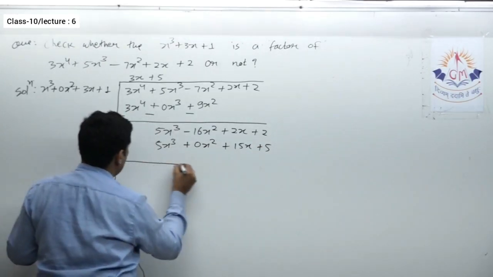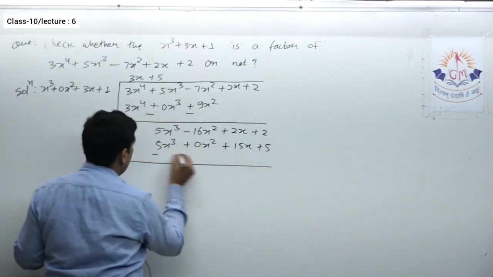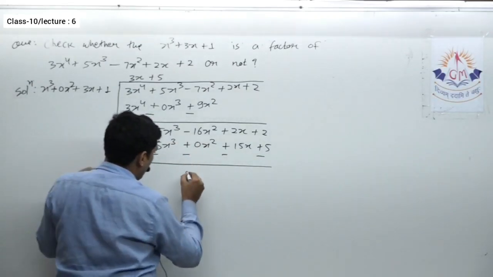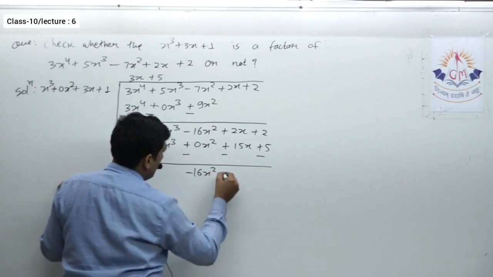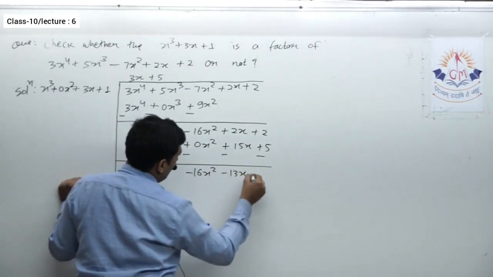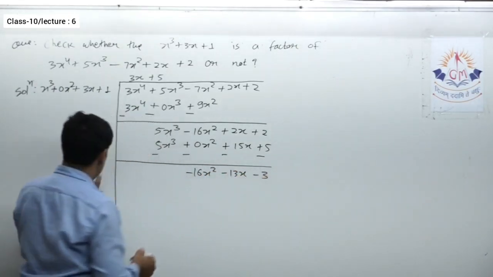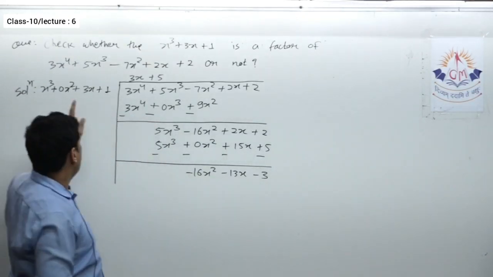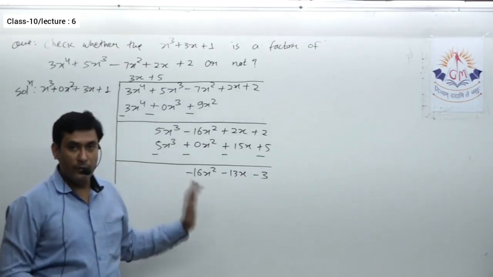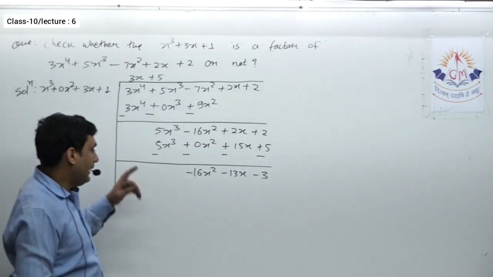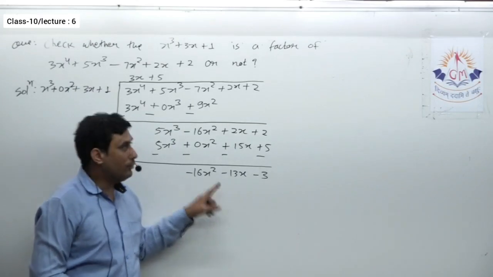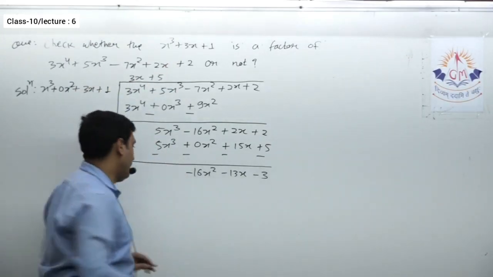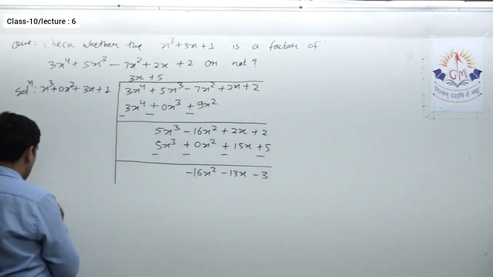Here it is minus, minus, minus and minus. This will cancel out. This will become minus 16x square. Here it will become minus 13x, and here it will become minus 3. Now here you can see the degree of the remainder is less than the degree of the divisor. So here we have to stop the process, and as the remainder is not 0, definitely the first polynomial is not a factor of the second polynomial.